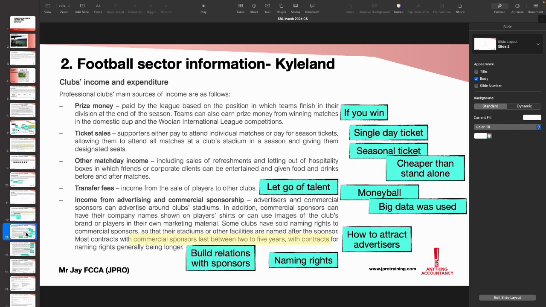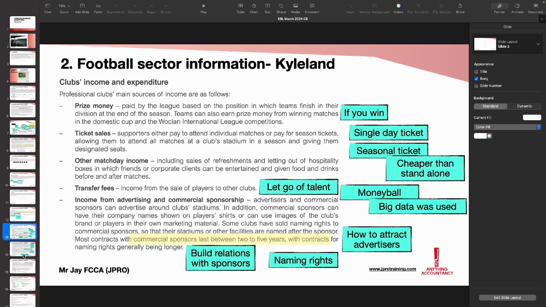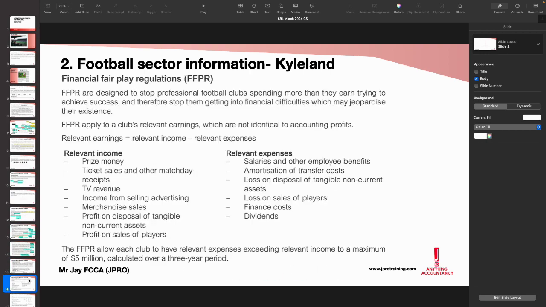So the one that you see here is called accounting profits. When you do this tree, it is basically accounting profit. When you come here, they're giving you another type of calculation. So you have this idea called relevant income and relevant expense. Okay, now let's look at the relevant income.